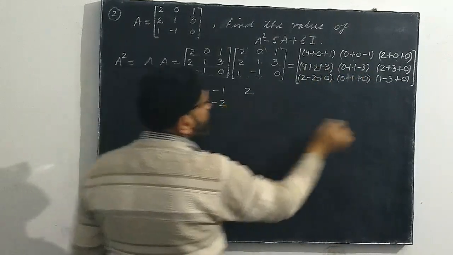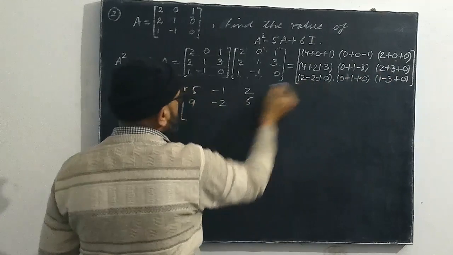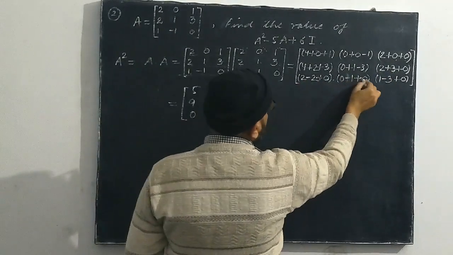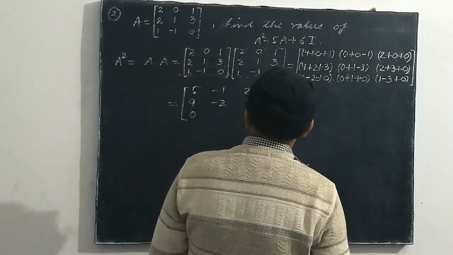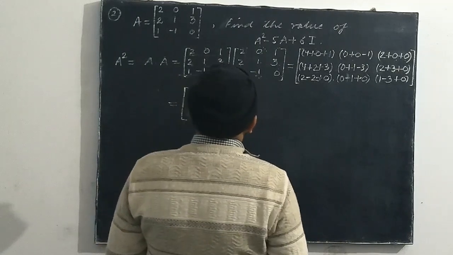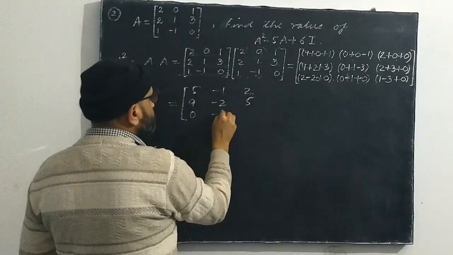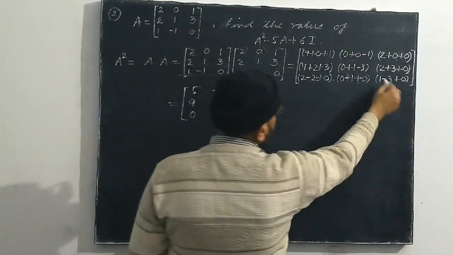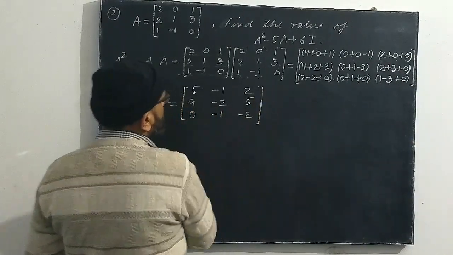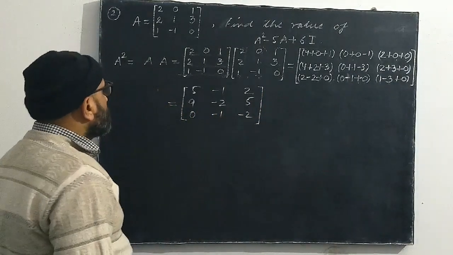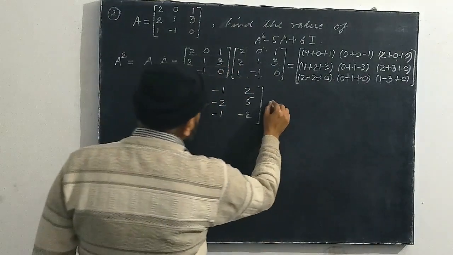4 plus 0 plus 1 is 5, 0 plus 0 minus 1 is minus 1, 2 plus 0 plus 0 is 2, 4 plus 2 plus 3 is 9, 1 minus 3 minus 2 is minus 2, 2 plus 3 plus 0 is 5. 2 minus 2, 0 plus 0, 0, and 0 plus 1 plus 0, we get 0 minus 1 plus 0, we get minus 1. And here at last, 1 minus 3 is minus 2. So we get the product of these two matrices, that is A square. So A square we have.